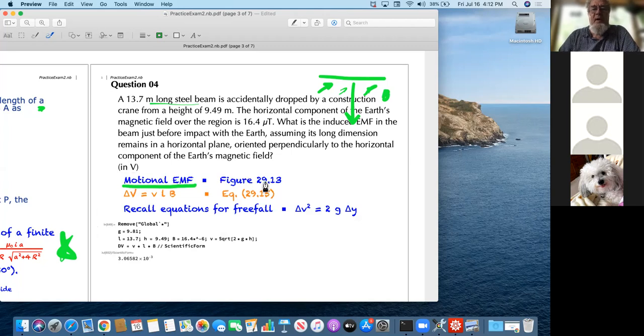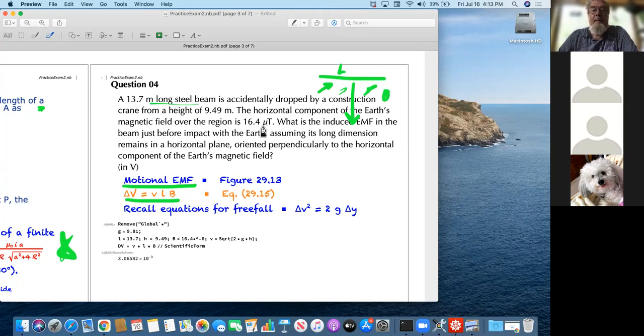It's shown in figure 29.13. Chapter 29 in the book is all about electromagnetic induction, and one of the topics is motional EMF. And figure 29.13 is exactly this problem. And there, the authors give a derivation of the equation. The potential difference is the velocity times the length times the magnetic field. This would be the perpendicular component of the magnetic field, so that would be the horizontal component of the Earth's magnetic field. So, you just have to multiply these 3 numbers together.